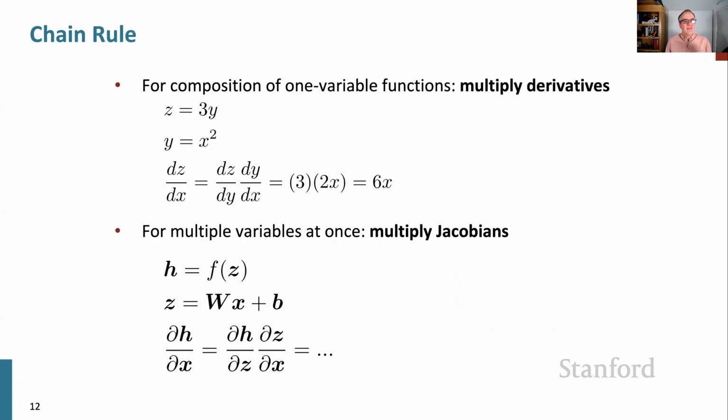Okay, so in simple calculus, when you have a composition of one variable functions, so that if you have y equals x squared and then z equals 3y, then you're composing two functions to get z as a function of x, then you can work out the derivative of z with respect to x. And the way you do that is with the chain rule.